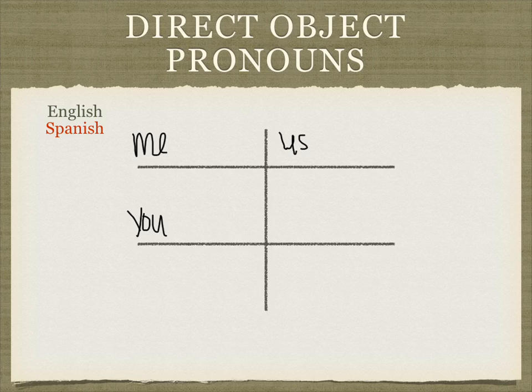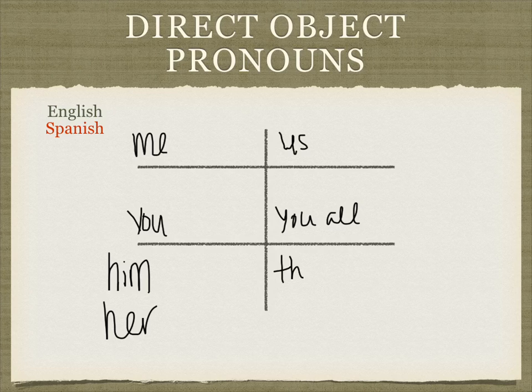And then here on the bottom, we're going to go with him and her. We can't use he or she because those are subject pronouns. These are direct object pronouns. Subject pronouns cannot be used in the place of direct object pronouns. And we'll show that to you a little bit later. Then we have you all. And then last, we have them for the third person plural.